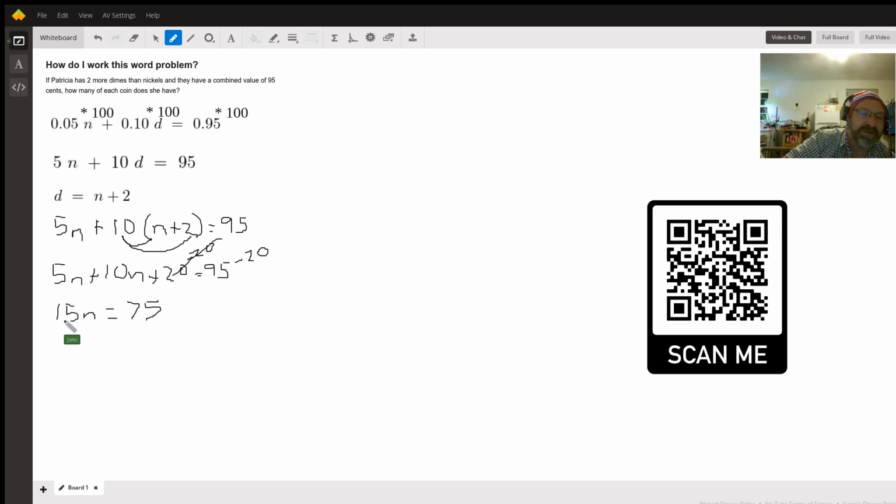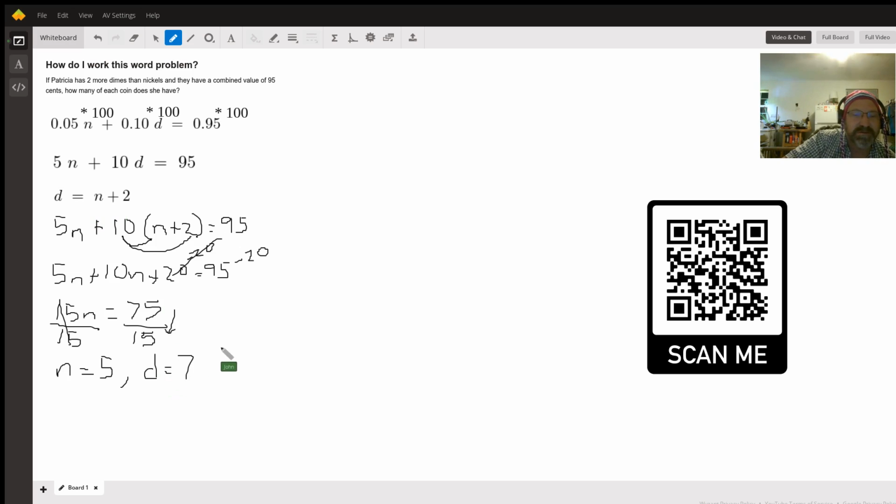We want to further break this down. 15n means 15 times n, and the opposite of multiplication is division. And whatever we do to one side, we always do to both sides. So 15 divided by 15 is 1. 1 times n is just n. And 75 divided by 15, right? We're all fractions from top to bottom. So 75 divided by 15 is 5. So if nickels is equal to 5, then dimes is equal to the number of nickels, 5, plus 2, which is 7.